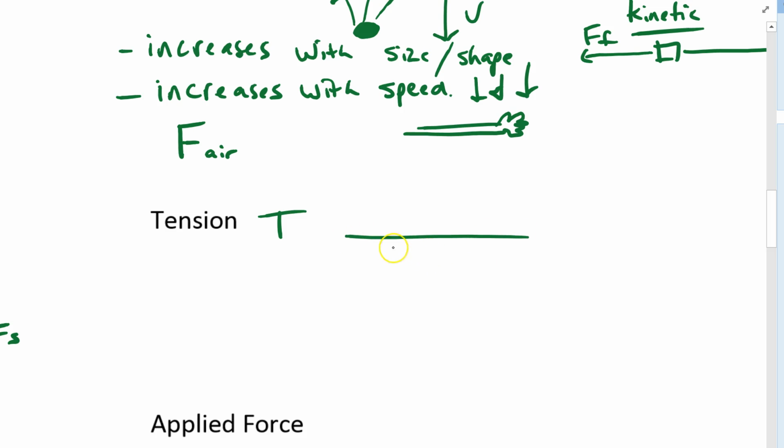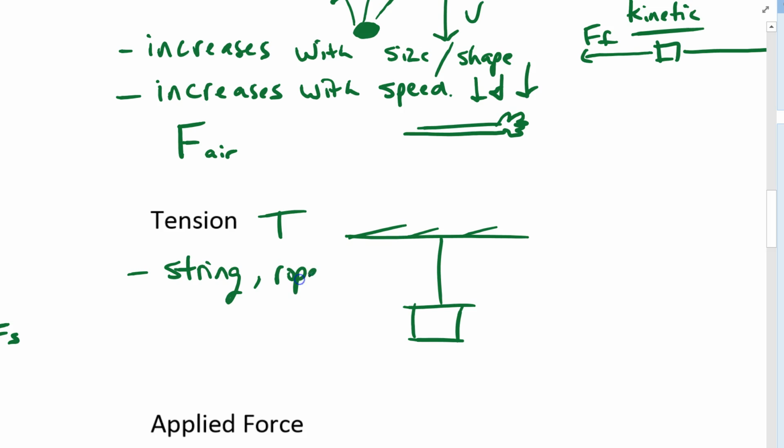Here would be an example. Let's say that this is a ceiling and I tie a string to an object. So for a tension, you need a string or a rope. And the free body diagram for this one would look like force of gravity downwards, tension force upwards.